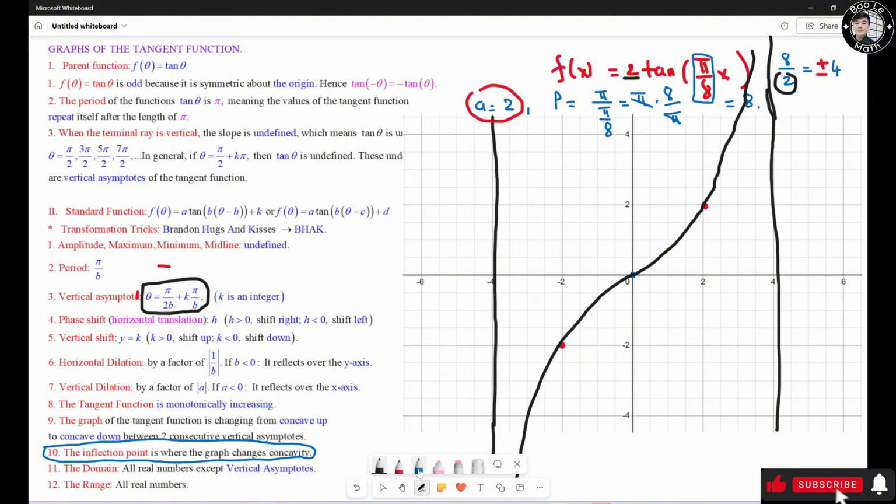Now, what if we have the negative sign in front of 2? Then the function reflects over the x-axis. So this point right here becomes the point right here, and this point right here becomes the point right here. The inflection point stays, and then you just connect these 3 points.